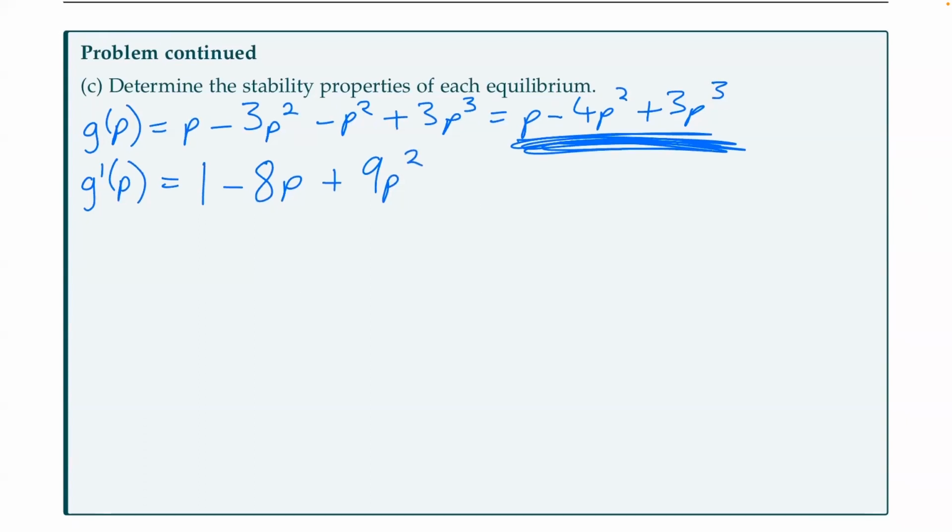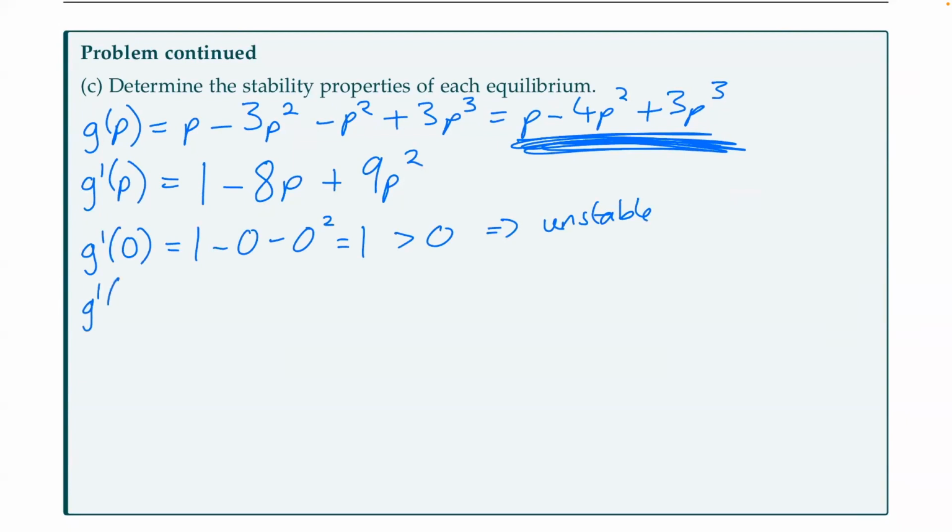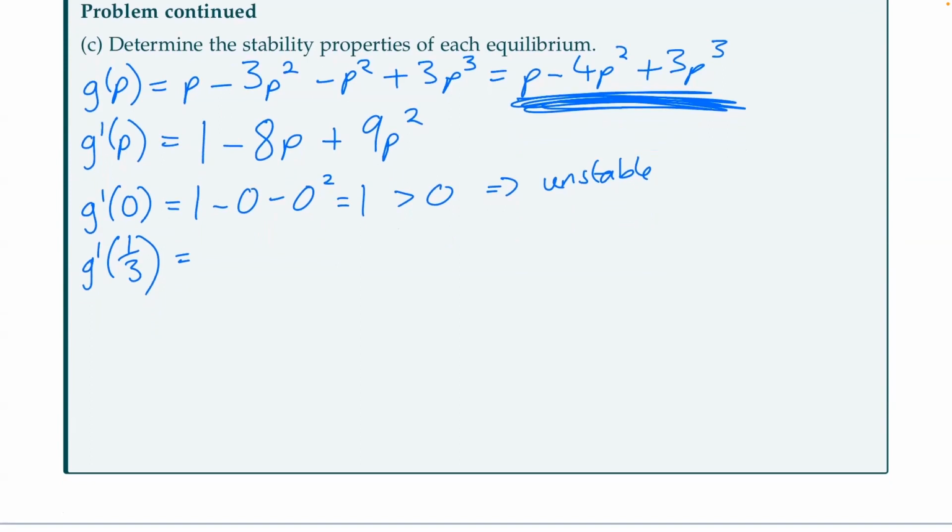Now what we need to do is substitute in those equilibria. So p is equal to 0, p is equal to a third, or p is equal to 1. So when we have 0, we're going to have 1 minus 0 minus 0 is 1, which is positive. So we know that p is equal to 0 is going to be unstable. At this point, because as soon as we've worked out one of them, and because they alternate, we actually know all of them, but let's go through them for completeness.